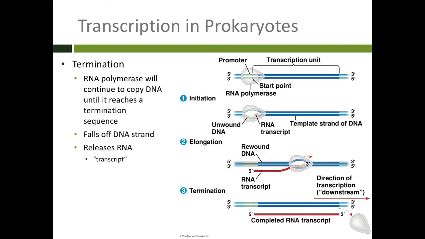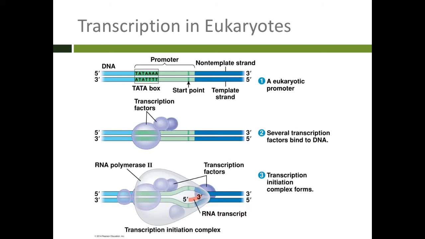When RNA polymerase reaches a sequence in the DNA called the termination sequence, it detaches from the DNA and releases the new RNA molecule. The RNA molecule is called a transcript, and in prokaryotes, it is ready to be used for translation right away. Transcription in eukaryotes is far more complicated.